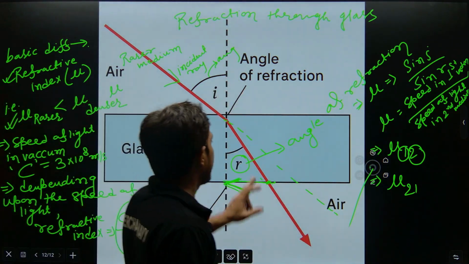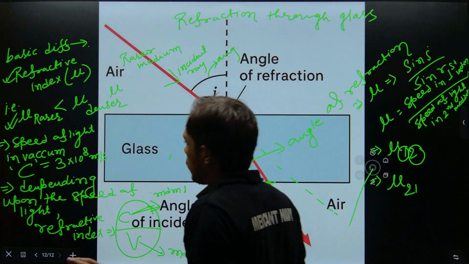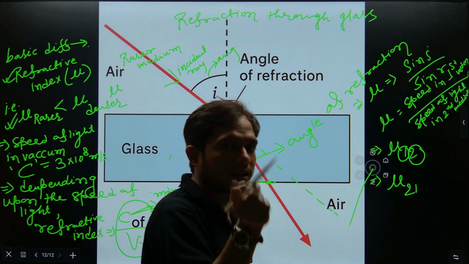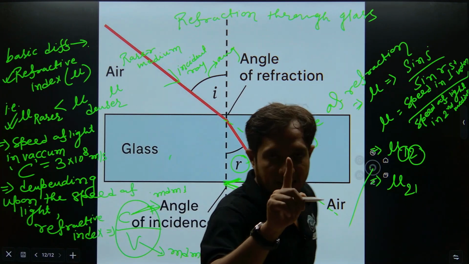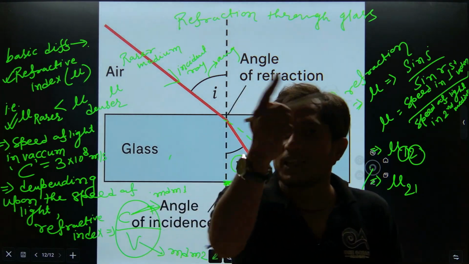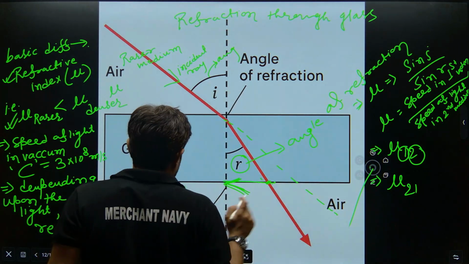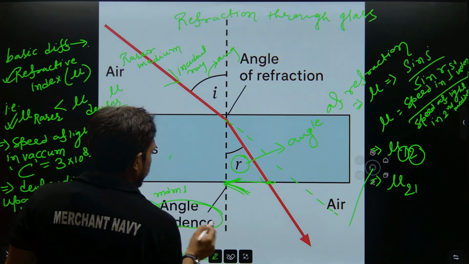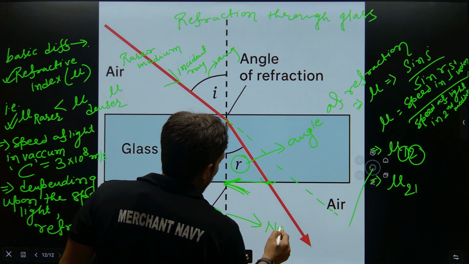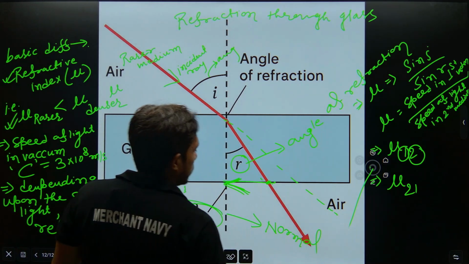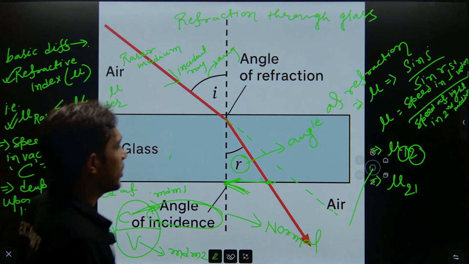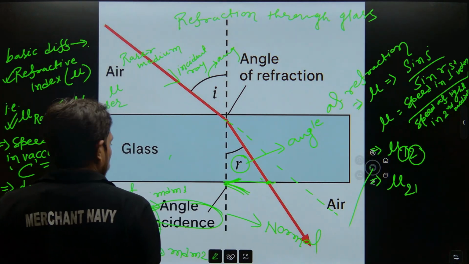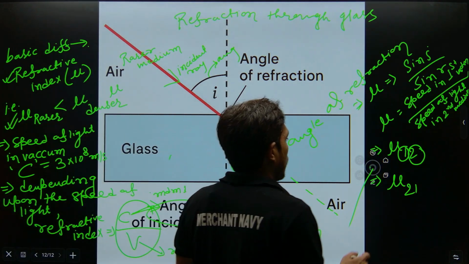So, what is the angle of refraction? This is the angle of refraction. The angle of refraction always lies in the second medium, or where the refraction occurs. Where does refraction occur? When light changes its medium, then refraction occurs. This is the angle of incidence, and this is not the angle of incidence. This is the normal. So let us move towards the clear diagram so that we can understand the topic clearly.